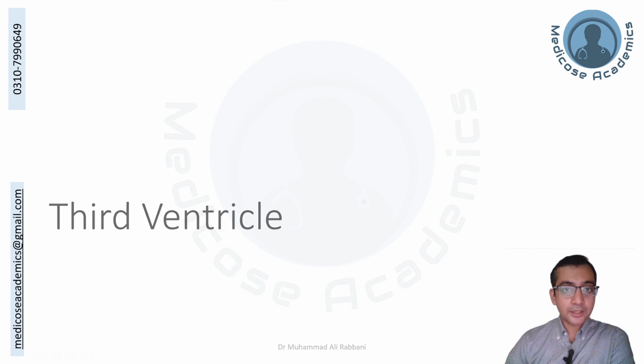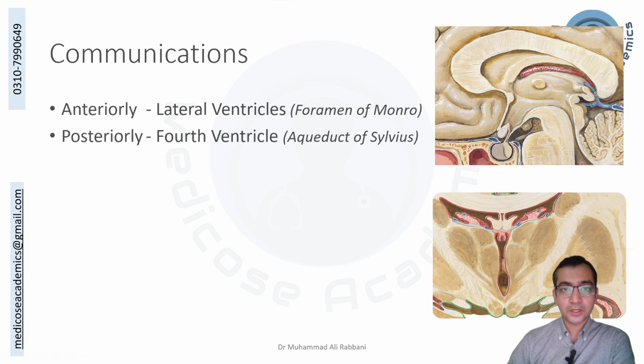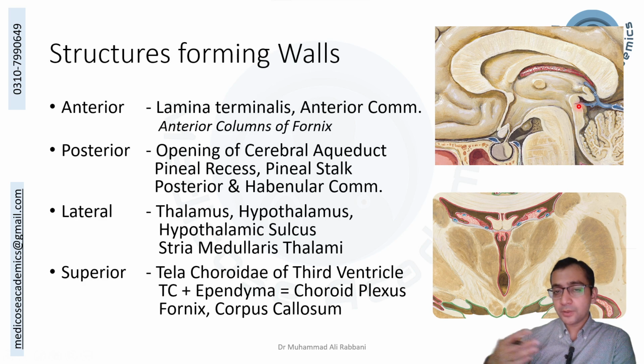Third ventricle. Anteriorly, the third ventricle is connected to the lateral ventricle through the foramen of Monro. Posteriorly, it is connected to the fourth ventricle through the aqueduct of Sylvius. Its walls you discuss in detail in the lecture on the ventricles, but anteriorly it is the same line: anterior commissure, lamina terminalis, optic chiasm, and anterior columns of the fornix too.